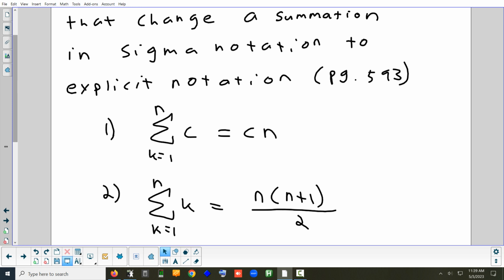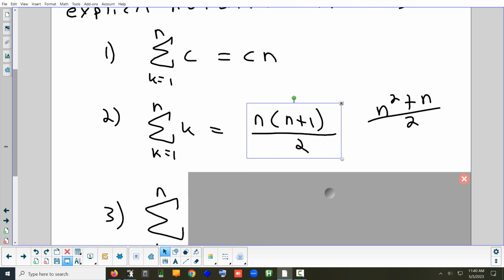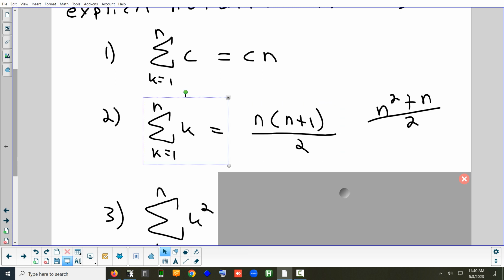Okay, the next formula, this is the same one we had written down before. I used x squared plus x over 2. This is n times n plus 1 over 2. That's generally how you write the formula for adding up the first n integers. You can FOIL this out if you want to. That's just how it is in the book. So this formula gets rid of sigma if the formula involves adding up an integer.